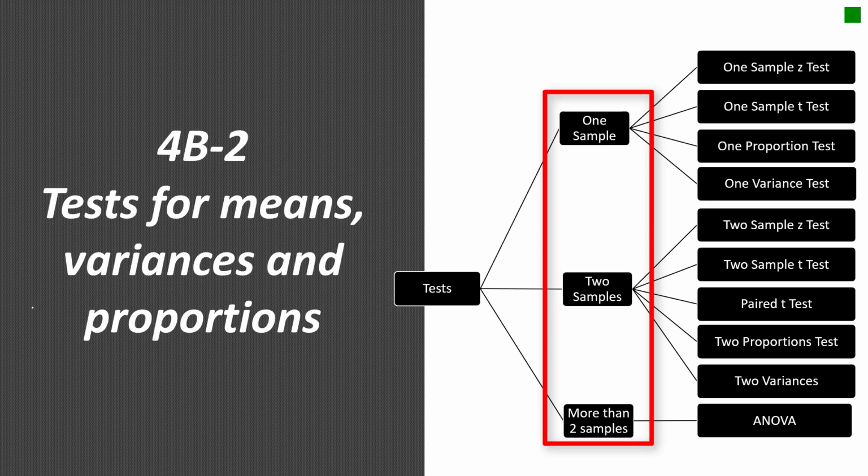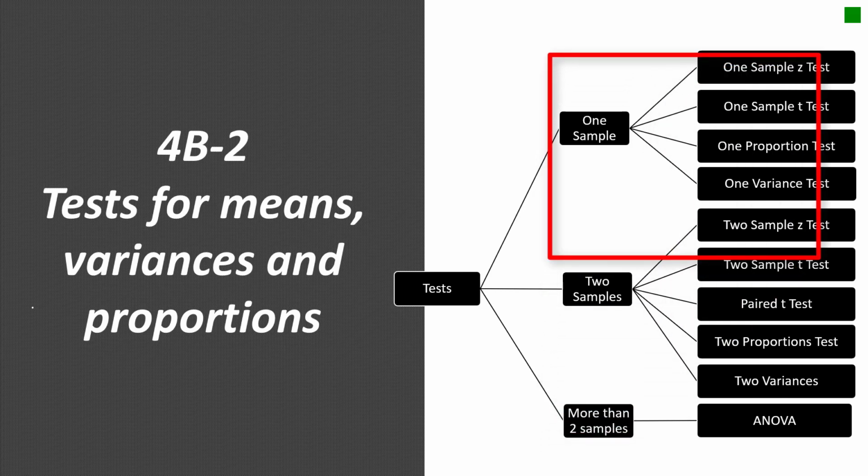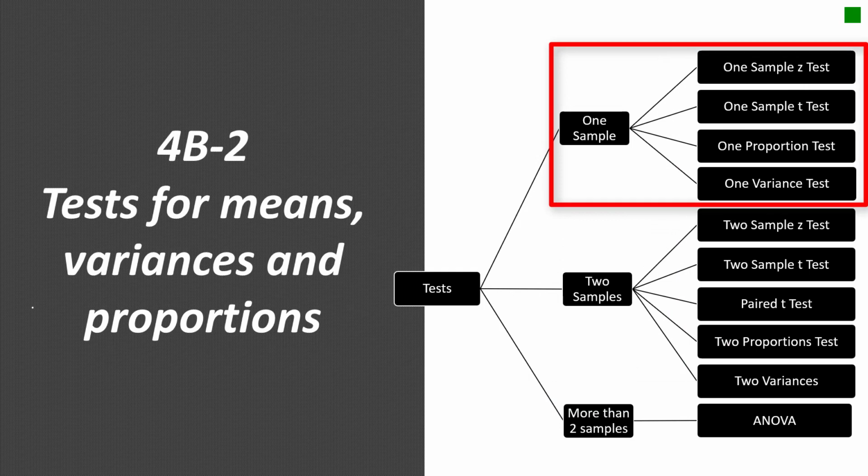In 1 sample, we have a number of tests. So if you look here on the slide, we have 1 sample Z test, 1 sample T test, 1 sample proportion test and 1 variance test. Here, if you look at these, the first 2 are related to mean. The second one is related to proportions and the third one is related to the variance, or the sigma square.